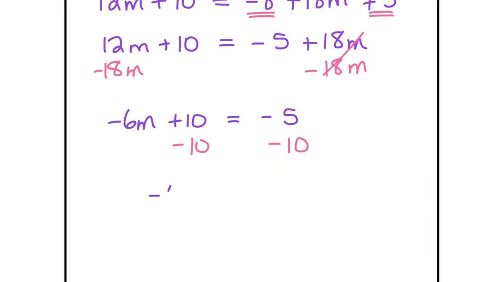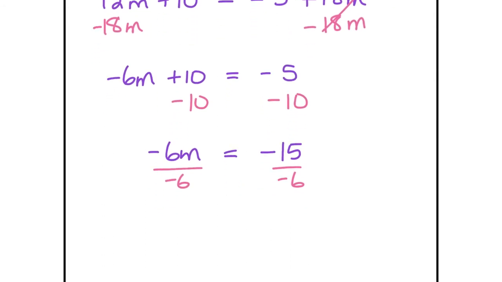So now I have negative 6m is equal to negative 15. And then last step is that we're going to divide by negative 6. So notice how it's a negative divided by a negative, so it's going to be a positive number. But the other thing is that it's not going to be a whole number. It's going to be a fraction, and that's okay. What we're going to look to see is that we can divide both of them by 3. So I can divide this by 3, I can divide this one also by 3. So that would give me 5 over 2.